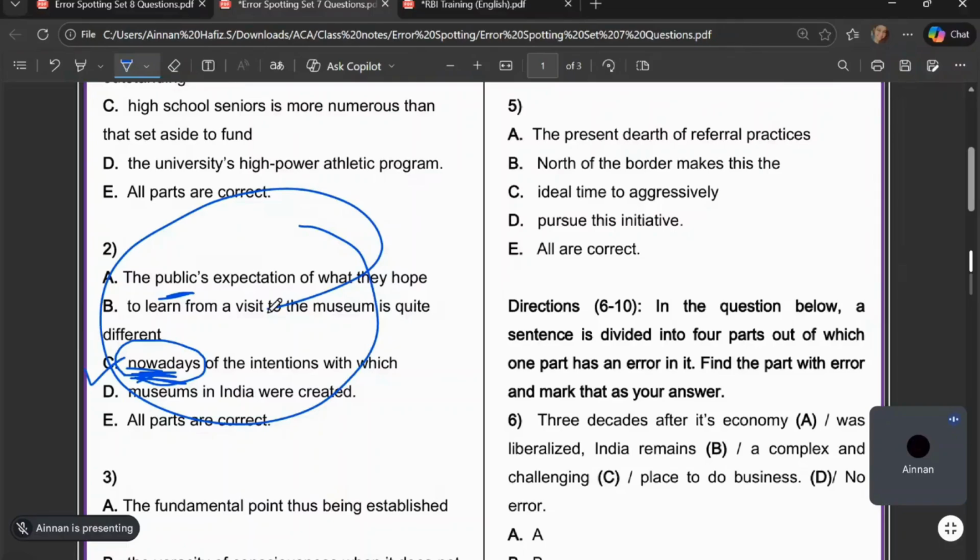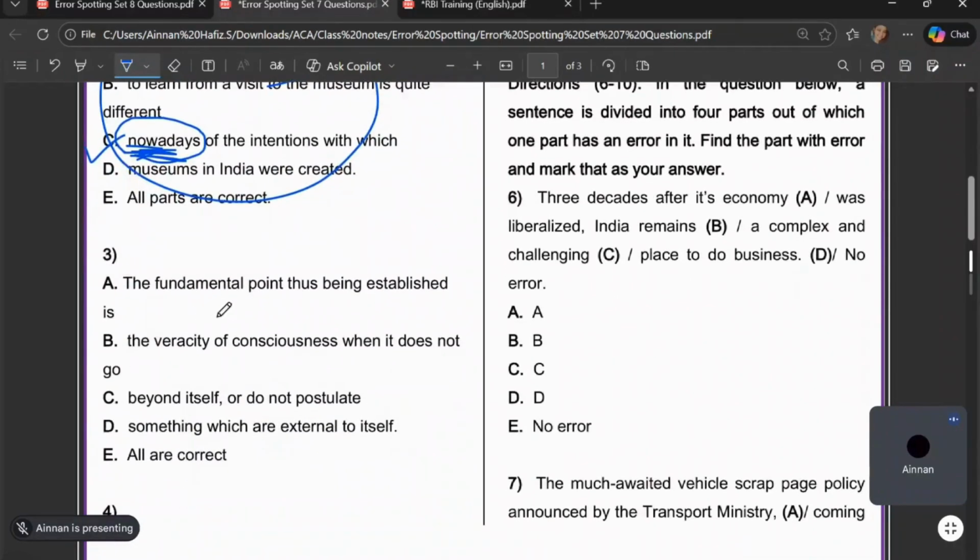Or nowadays, I might be talking about the present time, or I might be talking about the future also. So there are different scenarios. It's a mixture of tenses. So the error is there. So you just remove that word out. Okay. Moving on to the third one. The fundamental point thus being established is the veracity of consciousness when it does not go beyond itself or do not postulate something which are external to itself.